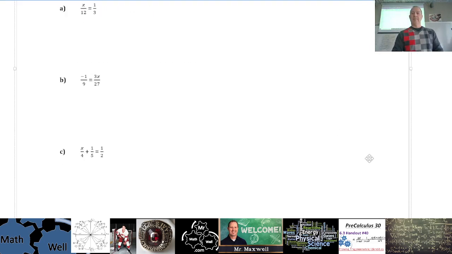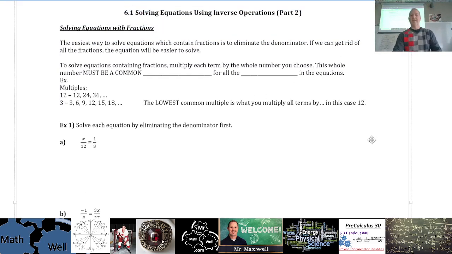You like that? Okay. So usually the tough part about fractions is that there's a number underneath, in the denominator there. So in solving, what we want to do is eliminate the denominators. And we had a little bit of practice on that. So to solve equations containing fractions, multiply each term by a whole number that you choose. So you get to choose a number, and we're going to multiply every term by this so that we eliminate the fractions in the equation.